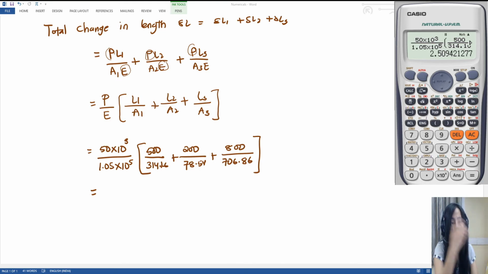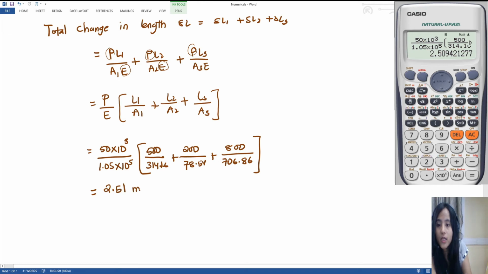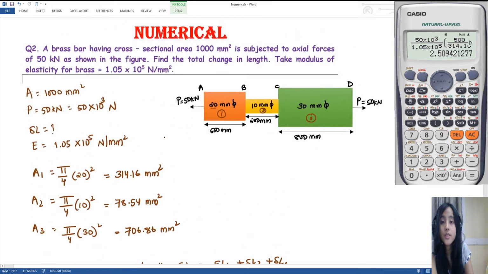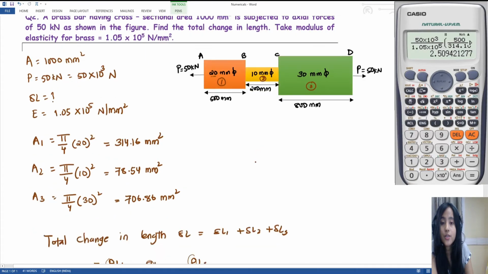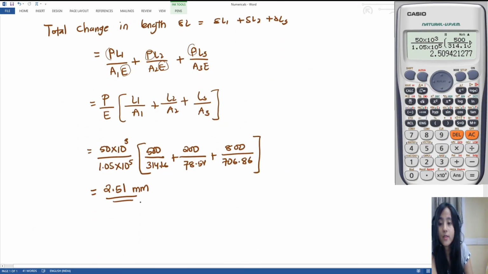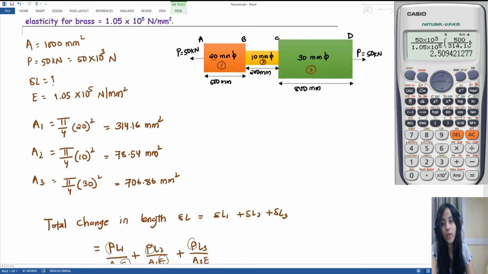So here we are getting 2.51. So the total elongation is 2.51 mm. Since it is coming positive, we already knew that the body is under tension. So we got a positive answer here, and the length has increased, right? And this body is under tension. So I hope this numerical is also clear.